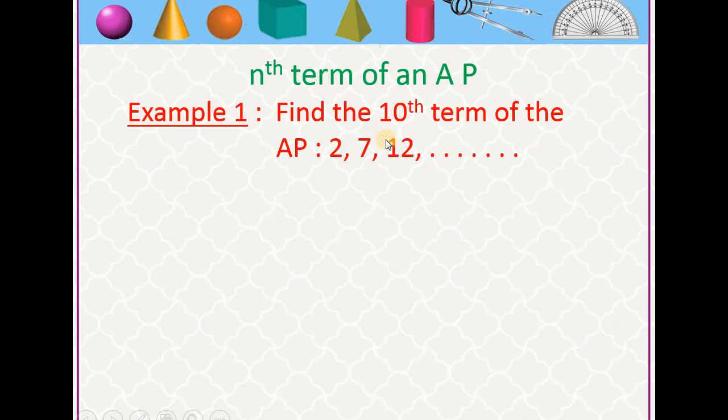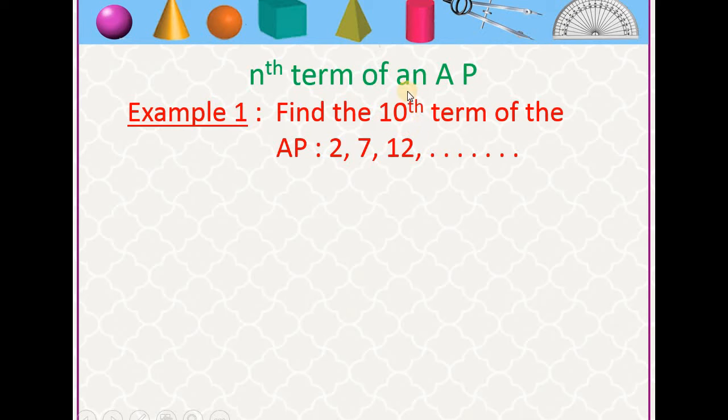Here an arithmetic progression is given, and we have to find its 10th term. Here 2 is the first term and the difference is 7 minus 2, which is 5. Similarly, if you add 5 to 7, it becomes 12. So the first term is 2, the second term is 7 and the third term is 12. Then what is the 10th term of this arithmetic progression?